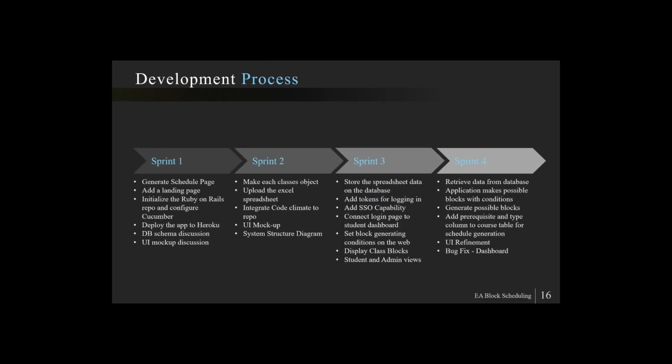Next part is analysis. In Spring 1, we focused on project setup, including the database schema, landing page, and app deployment to Heroku. In Spring 2, we implemented key features like Excel upload system, single sign-on, and blocks generating conditions.